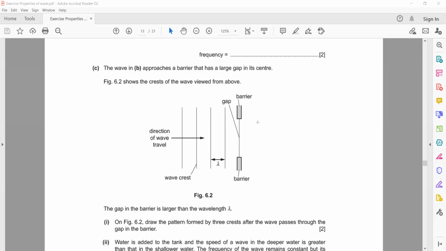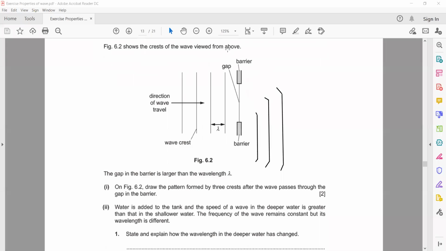So when we draw the three crests, they should be equally spaced, and near the edge, a slight curve, which shows a small amount of wave is diffracted. Now, water is added to a tank. So when we add water to a tank, it means it will become deep. And in deep water, the waves will travel faster, speed will increase, and the wavelength will also increase.